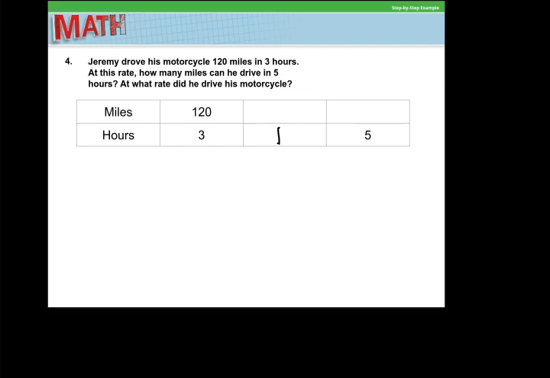120 divided by 3 is going to give us 40. Now it's going to be easier for us to get from 1 to 5. Getting from 1 to 5, we can do times 5. Same thing on the top, we're going to multiply by 5. So 40 times 5 is going to give us 200 miles. So Jeremy can drive 200 miles in 5 hours, driving at the rate of 40 miles per hour. That's a little slow in my opinion, but all right.